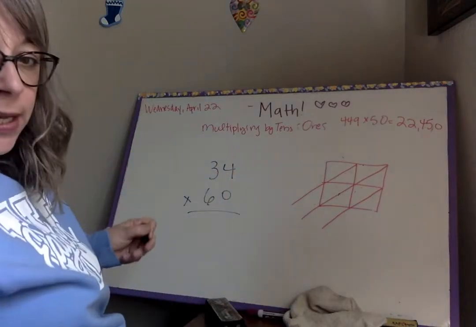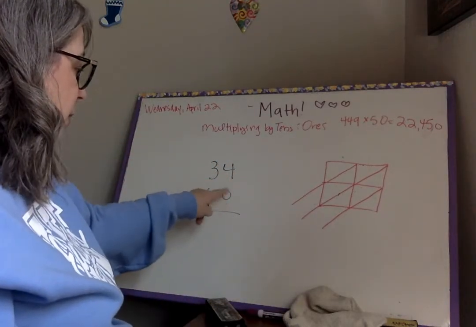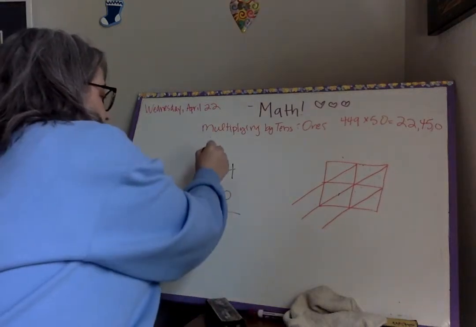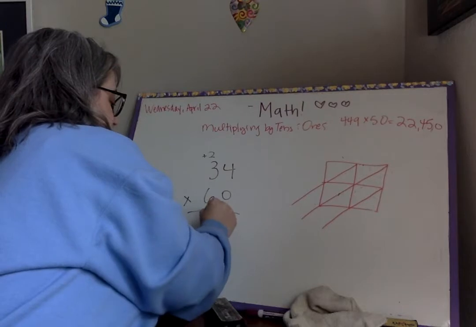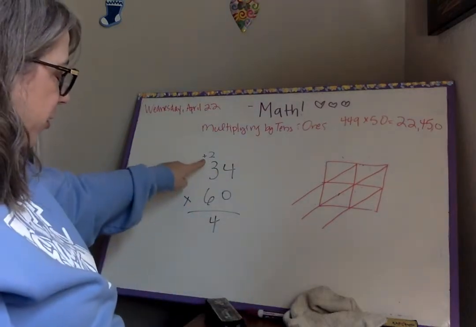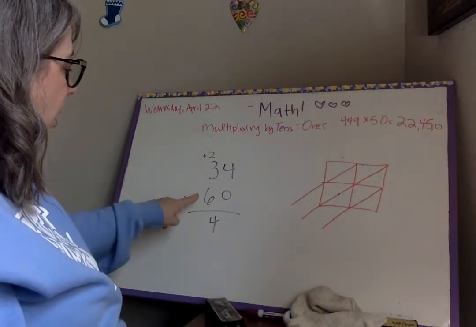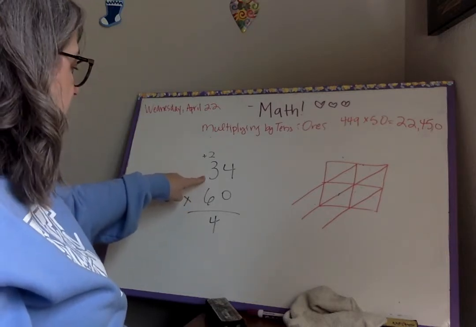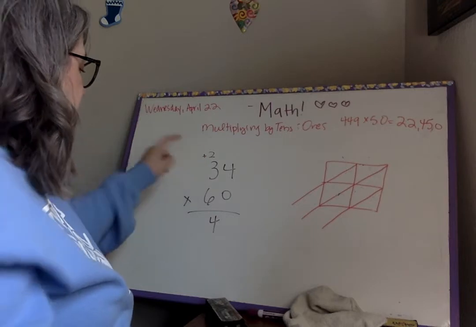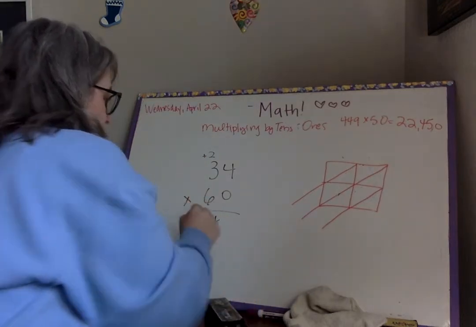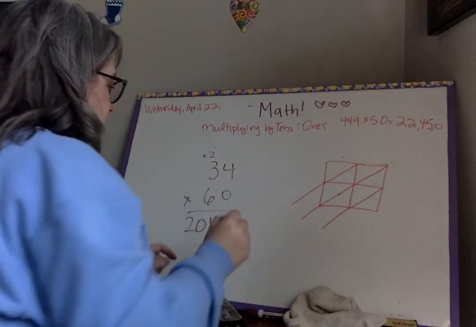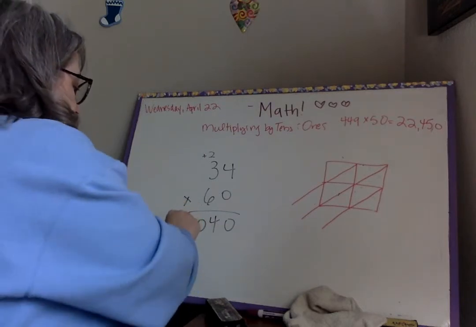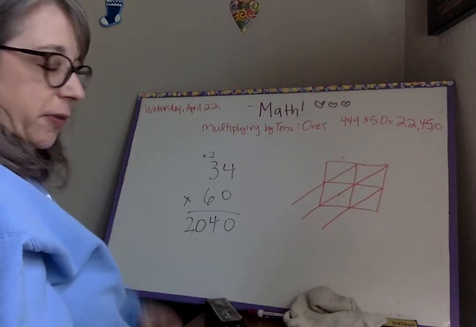All right, so again, a quick way to do this is we're not going to worry about this 0 right now, and we can say 6 times 4 is 24. So 24. We have to put a plus up there, 24. 6 times 3 is 18. Plus 2, 18, 19, 20. And now let's drop our 0. So 34 times 60 is 2,040.